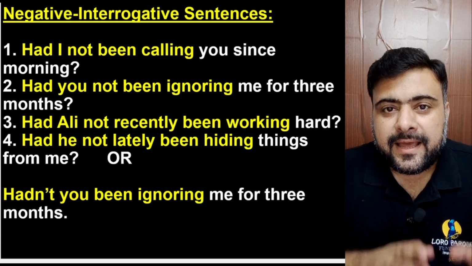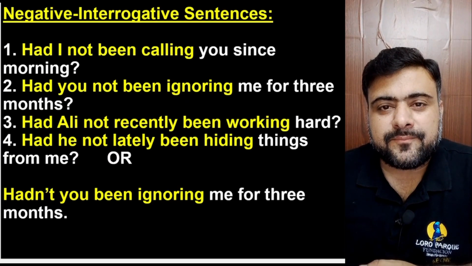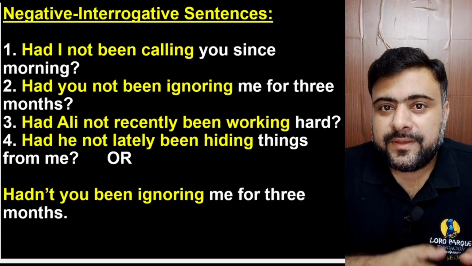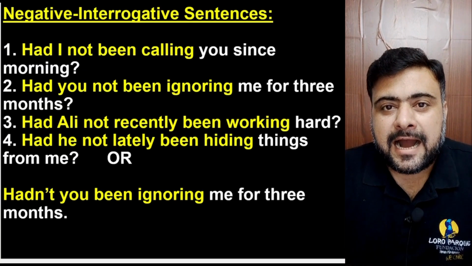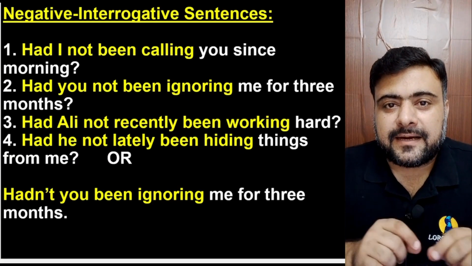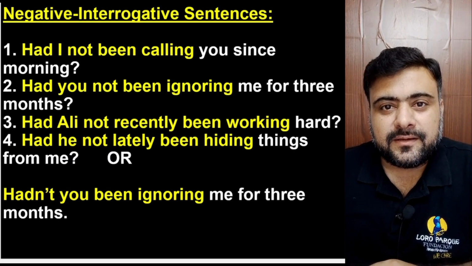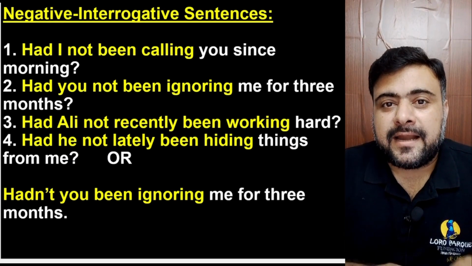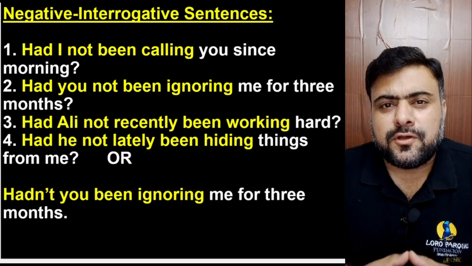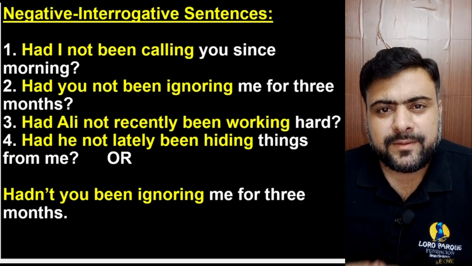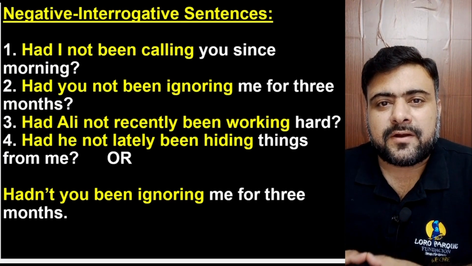For example, had I been calling you since morning? The negative question will be, had I not been calling you since morning? Not has come between I and been. Had I been calling you since morning? The question, the interrogative. Had I not been calling you since morning? The negative question. Had you not been ignoring me for 3 months? Had Ali not lately been working very hard?